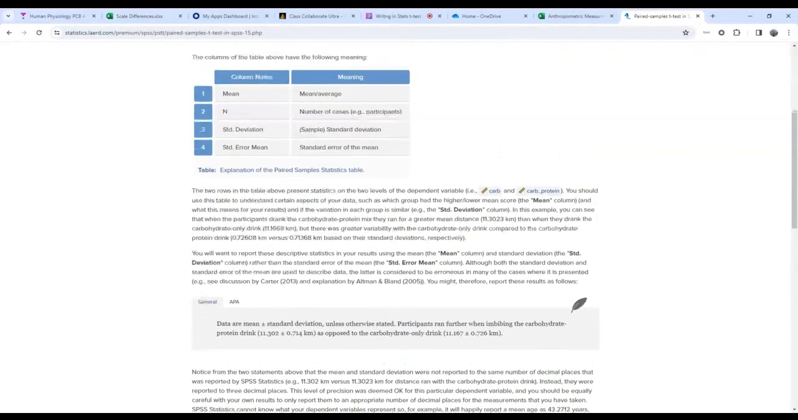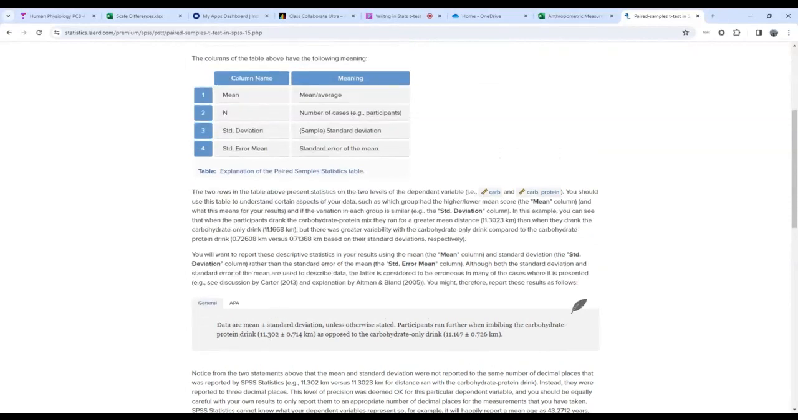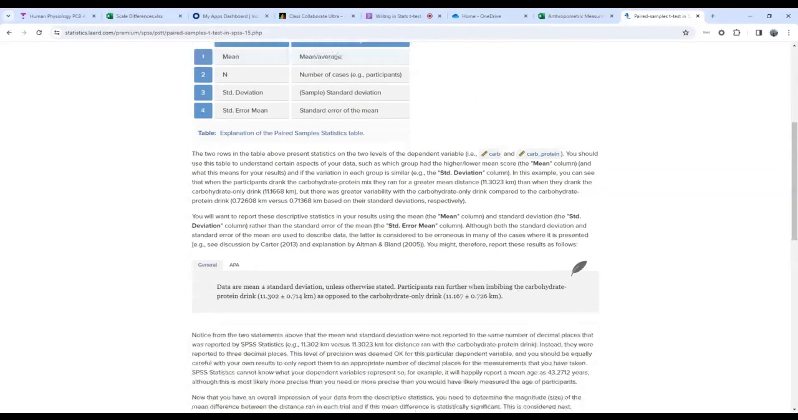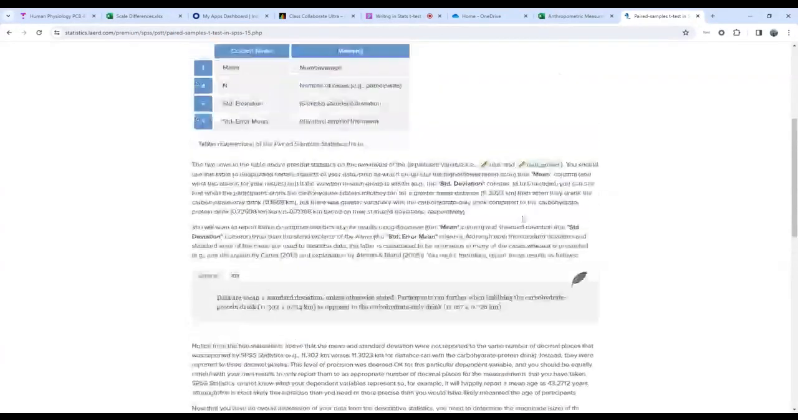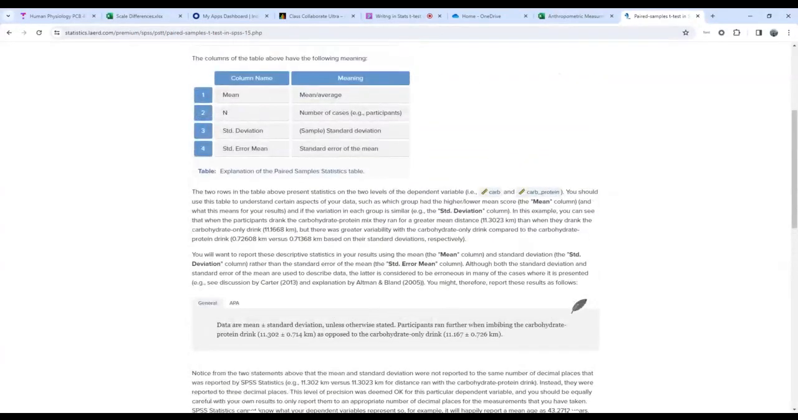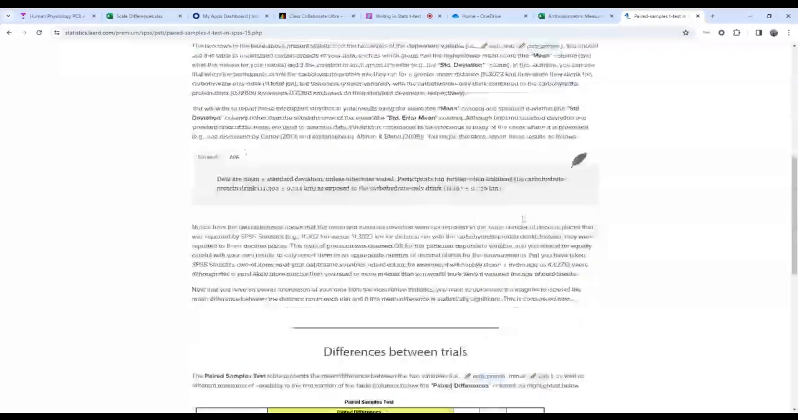So, like it says, 11.3 plus or minus 7.4 kilometers, as opposed to carbohydrate drink only 11.167 and plus or minus. Okay, so that's only telling us what we found. That's the descriptive data for this research. It's not telling us if whatever we did was different.